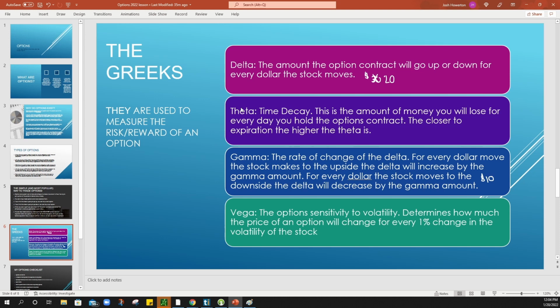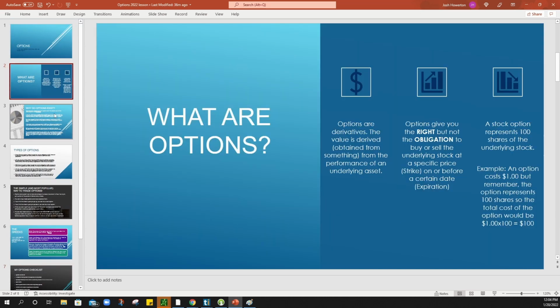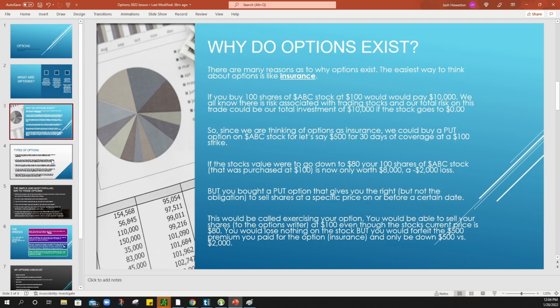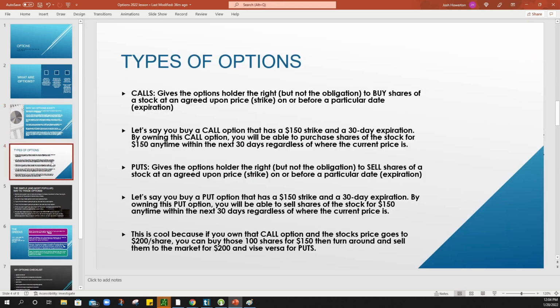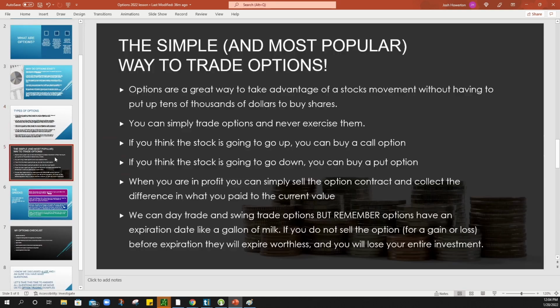Again, you're probably not going to put that much focus there. So I have an options checklist, okay? And I want to go through my options checklist because now we know what options are. We know why they exist, the basic stuff, guys, but very important stuff. We know that there's two types of options. We got calls, we have puts, and we know what they represent, right?